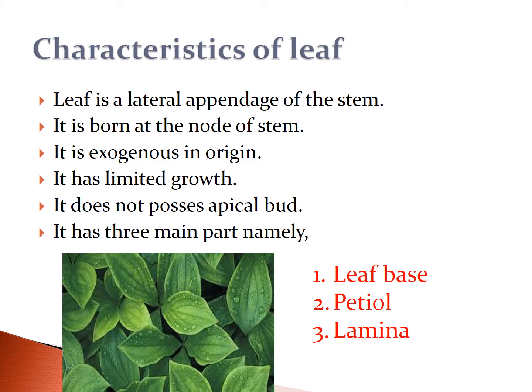Root, shoot, stem, bud, flowers, leaves. These are the parts of the plant. Now we learn parts of the leaves. That is the leaf base, petiole, lamina.